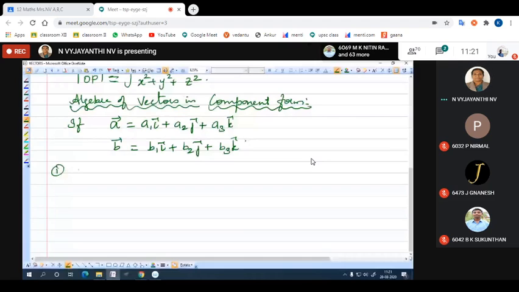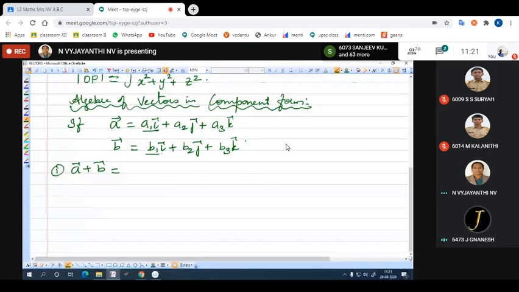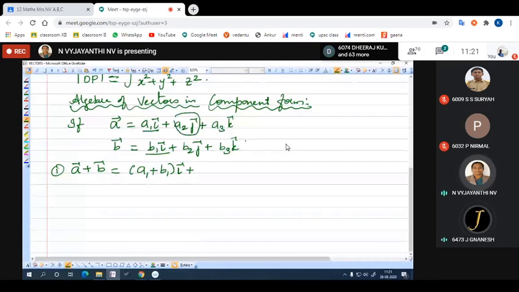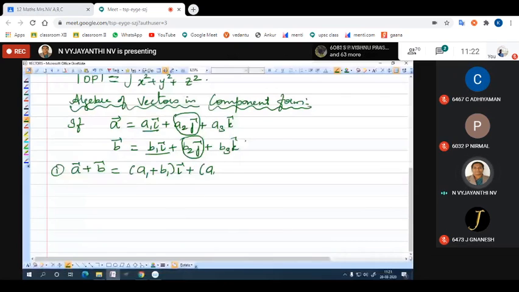Can anyone tell me? i to i. We have to add the i components first of all. So we will have a1 plus b1 into i vector. Then the j coefficients. What are the j coefficients? a2, b2. a2 plus b2 into j vector. Then what are the k? a3, b3. a3 plus b3 into k vector.